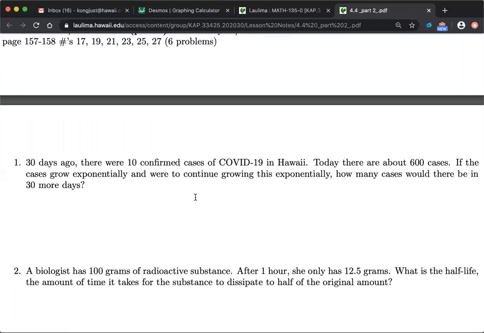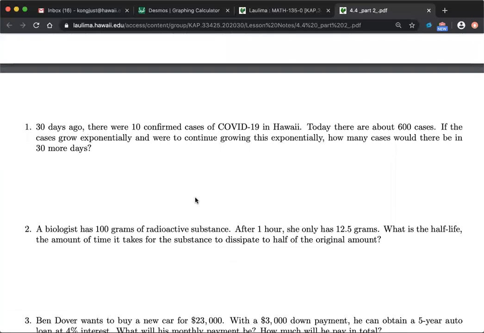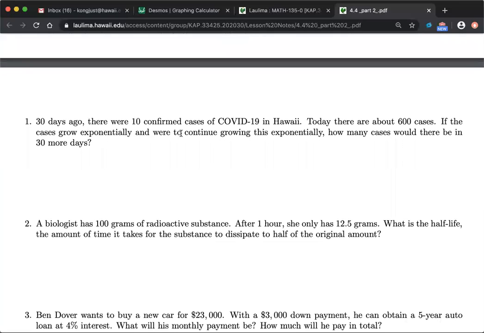So let's try the first two. First one says, number one, 30 days ago, there were 10 confirmed. This is just made up, by the way, and don't get too alarmed because the growth rate is not exponential like this, but I just kind of made stuff up. It's not going to be this radically exponential, I don't think. Anyways, 30 days ago, there were 10 confirmed cases of COVID-19 in Hawaii. Today, there are 600 cases. If cases grow exponentially and were to continue growing exponentially, how many cases would there be in 30 more days?